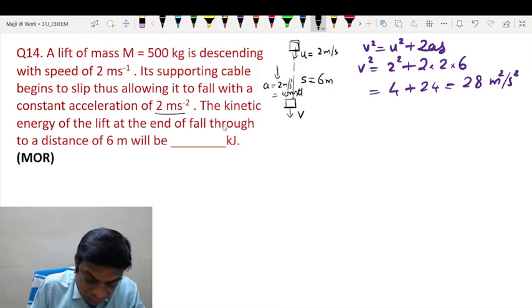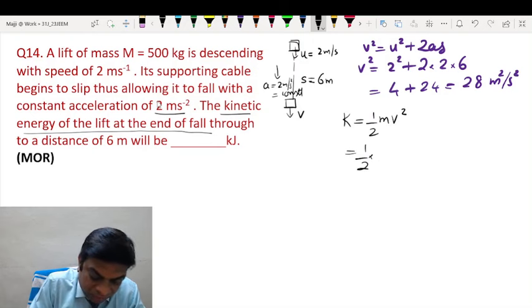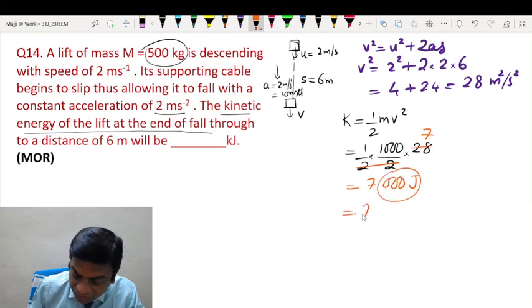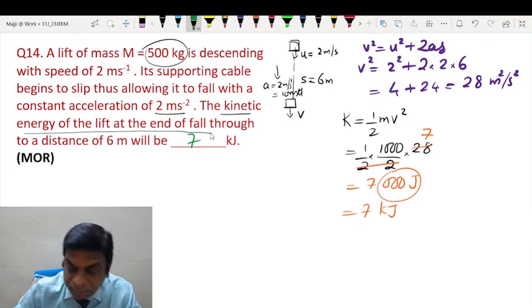So we require the kinetic energy of the lift at the end of the fall. The required kinetic energy will be half mv square. Half of mass: mass is 500, and 500 can be written as 1000 by 2. And v square in SI unit is 28. So as you can see, 4 sevens are 28, so this basically is 7000 joule. Since 1000 is kilo, we can write 7 kilojoule. So the correct answer is 7.